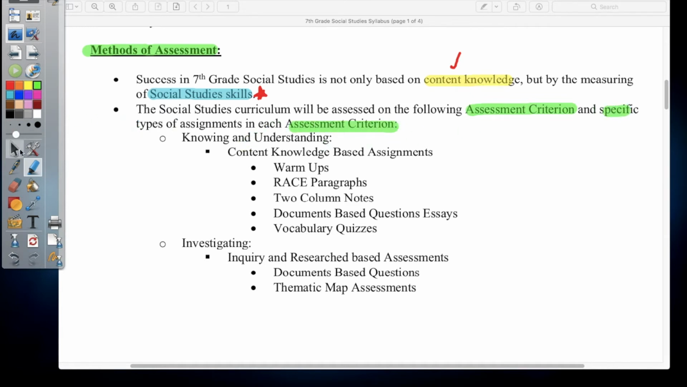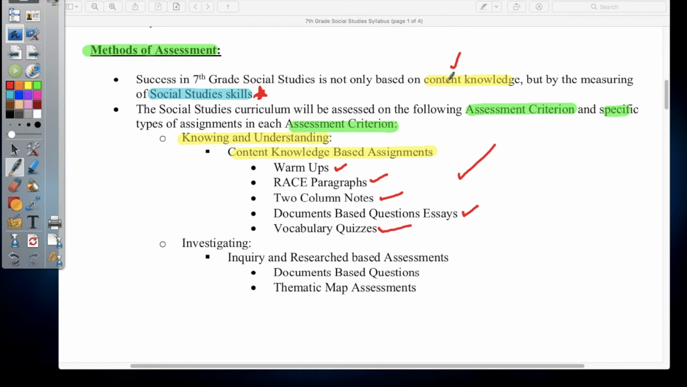All right, so let's talk about those 4 different types of rubrics that we'll be using. The first type is called knowing and understanding. Knowing and understanding is your content knowledge based assessments. This is just general knowledge about the topics you're talking about. Assignments you can see for those are things like your warm-ups, your RACE paragraphs, your 2-column notes, content information on your documents-based questions essay, vocab quizzes, those kinds of things. The general knowledge of the course. This is the rubric that we have. Now, just to give you a heads up about how serious I am about the social studies skills, of the 4 rubrics I have, we only have 1 of these for content knowledge.